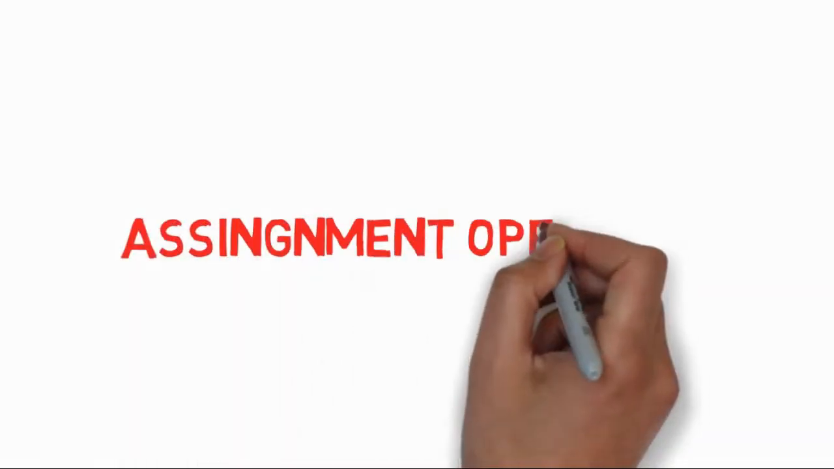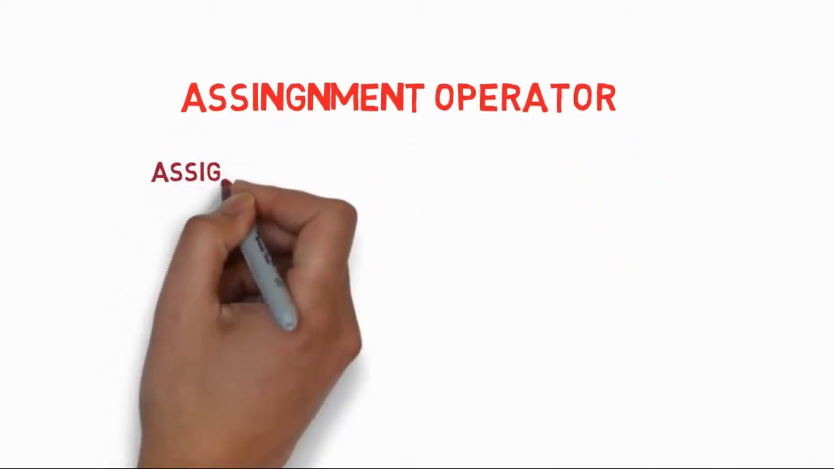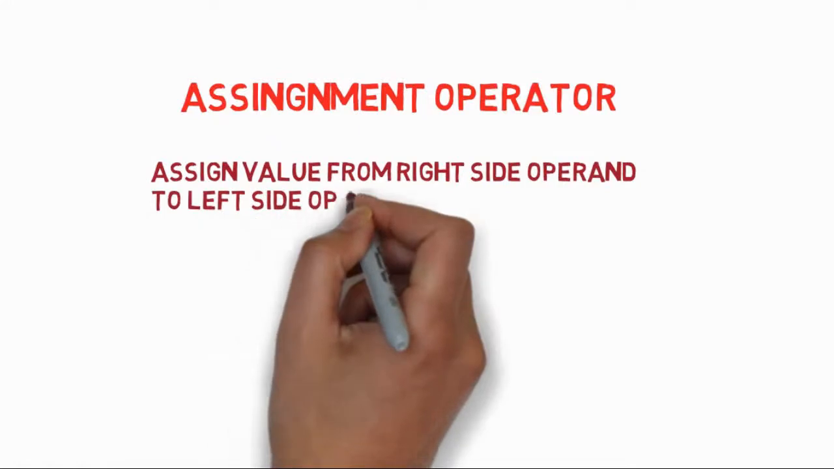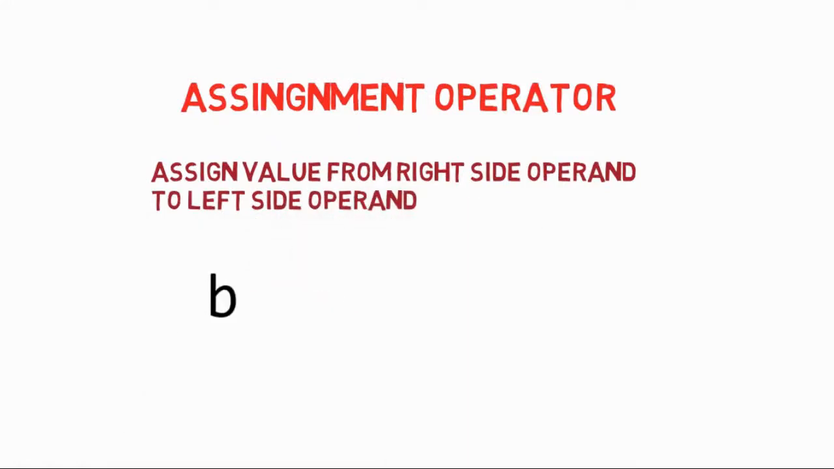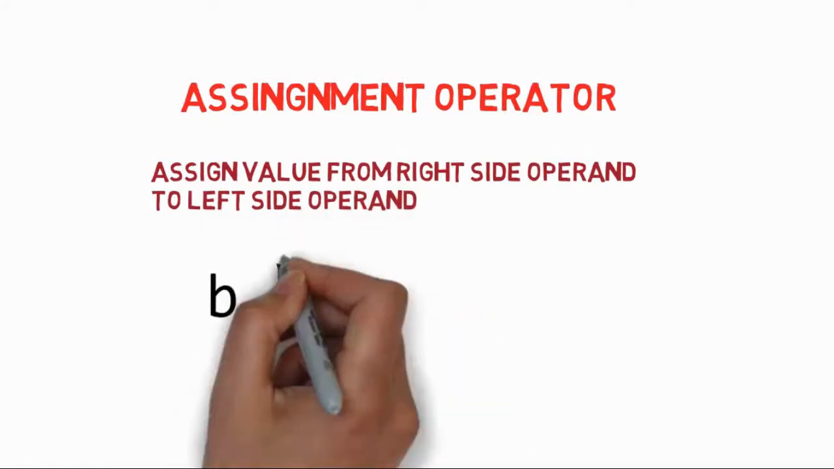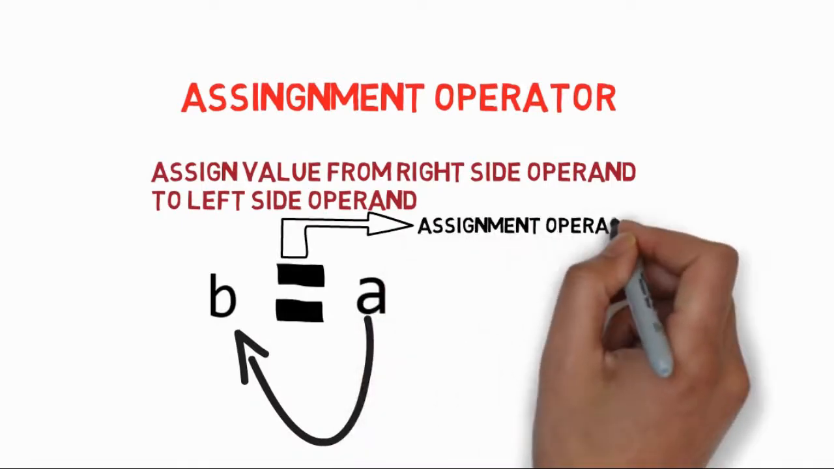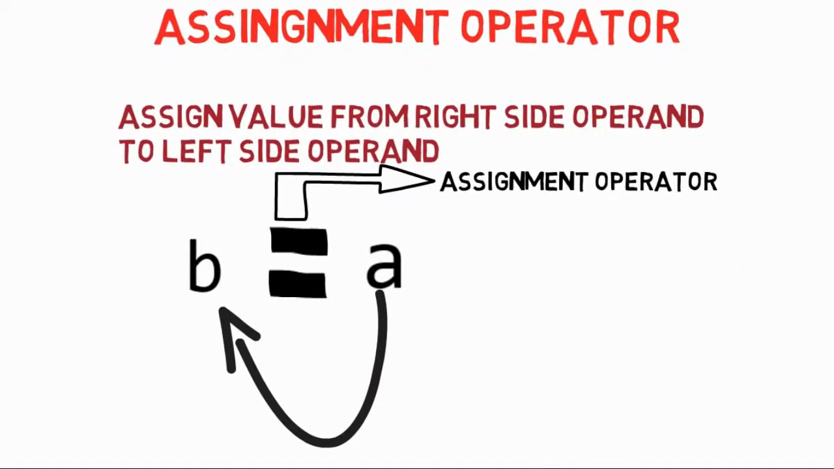Now let's see about the assignment operator. This operator helps to assign value from right side operand to the left side operand. Consider the example B equal to A, where A, which is a right side operand, assigns the value to the left side operand B with the help of the assignment operator equal to. We'll see more about this in Jupyter Notebook.